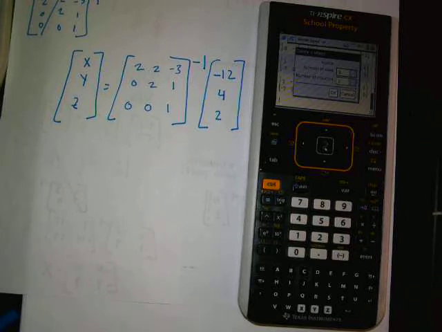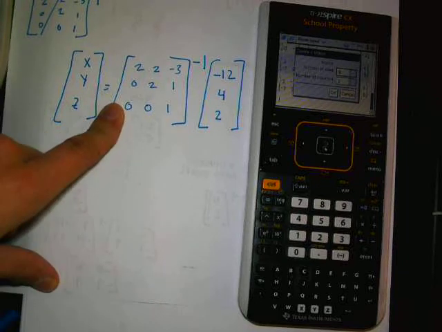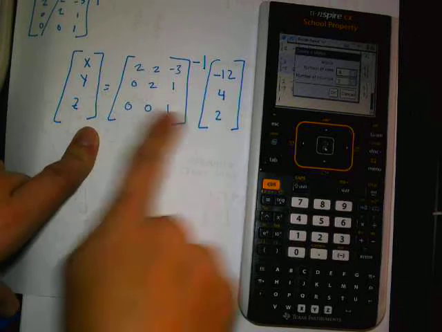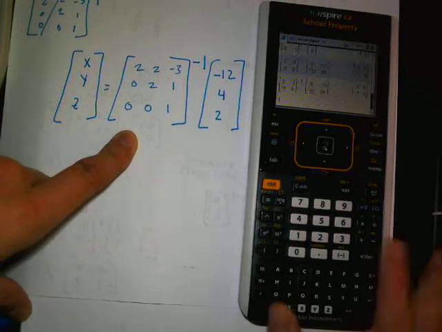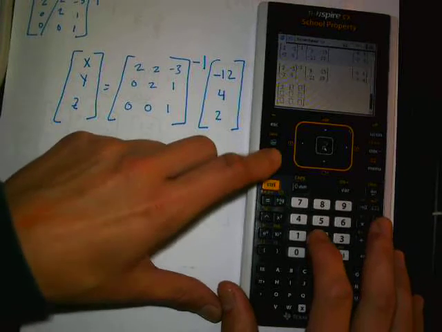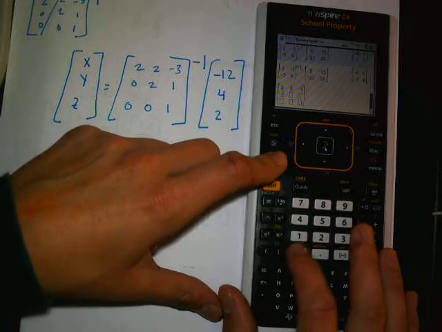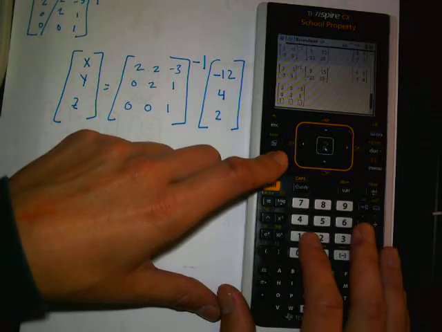All right, how many rows do I have here? 3. How many columns? 3. Okay, so I'm good there. I'm going to press enter. It's a 3 by 3. Type my numbers in.